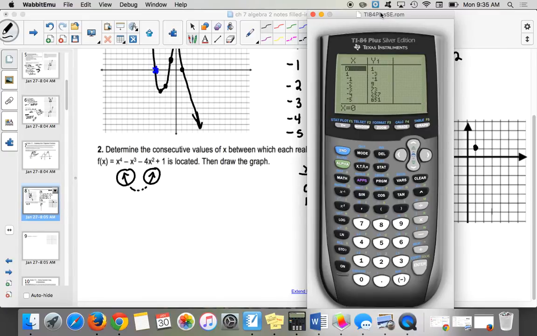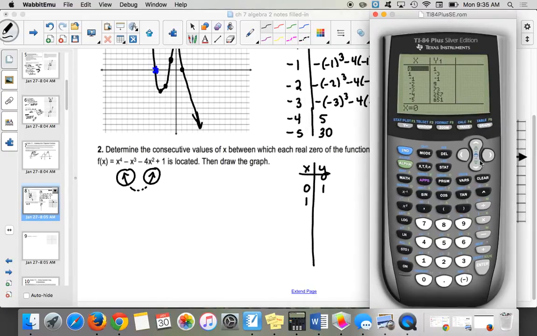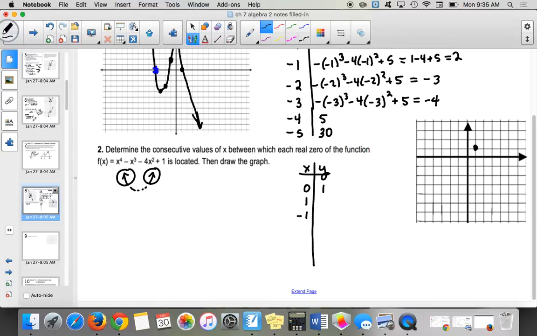So if I put in 0, I get 1. If I put in 1, I get -3. If I put in -1, I get -1. So 0, 1. Oh, why did I put 0, 1 there? You guys didn't even say anything. Were you like, oh, she's good. 0, 1, 1, -3, -1, -1.